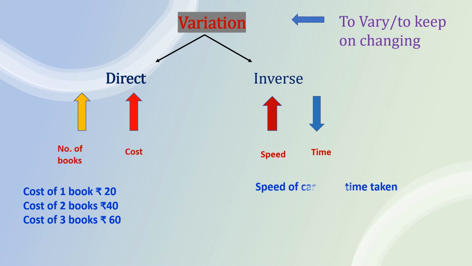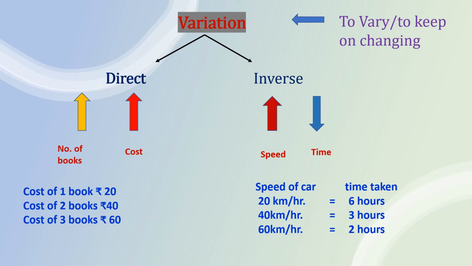I've taken one example of speed of a car and time taken. If the first speed of the car is 20 kilometers per hour, the time taken by the car was 6 hours to complete a distance. If I increase the speed to 40 kilometers per hour, then the time was reduced, that is 3 hours. Now, again, if I increase the speed of the car to 30 kilometers per hour, the time again decreased to 2 hours.